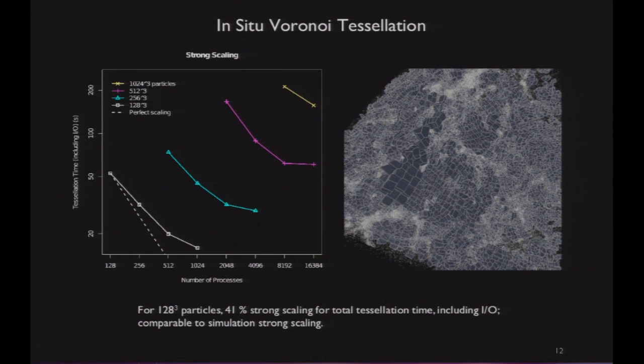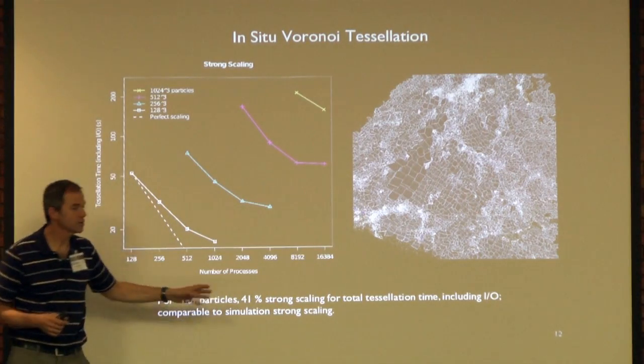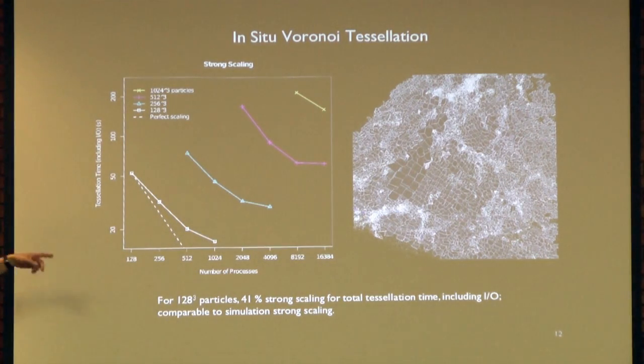For the 128 cube, for example, this one here, we had 41% strong scaling efficiency. This, in fact, was about comparable with the code's own strong scaling at the time when we ran this. So we were scaling about as well as the simulation code itself, fitting into its memory space so that we didn't run out of memory. We added more work to the code because it ran our analysis in addition to running itself, all in the same space. We scaled along with the code and fit within its memory constraints as well.